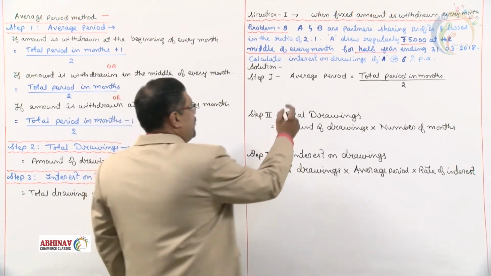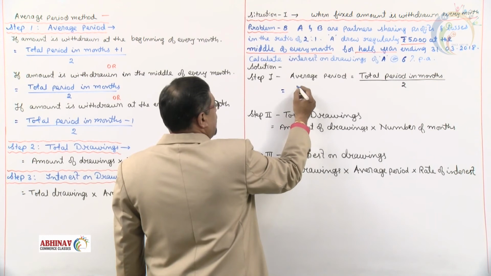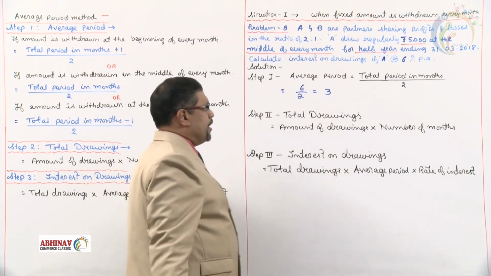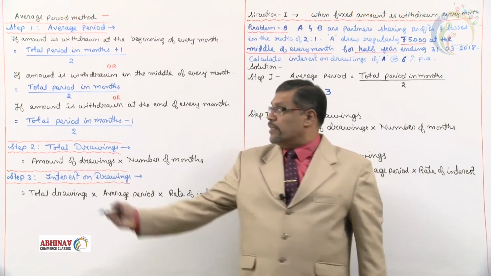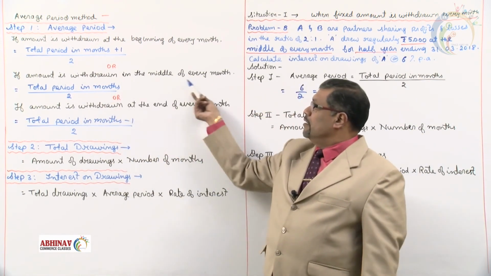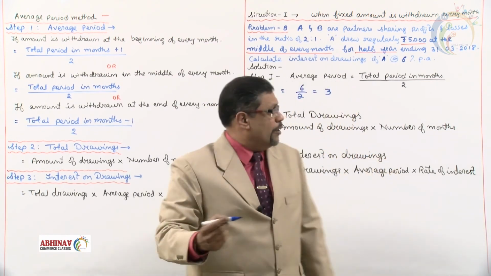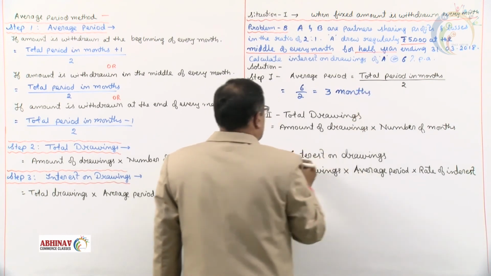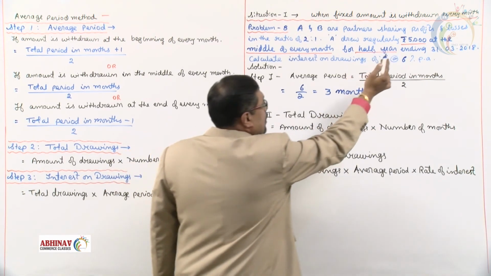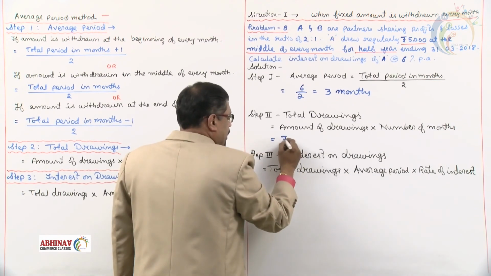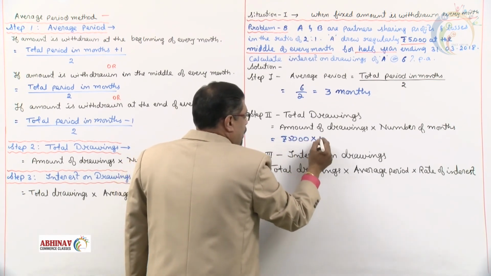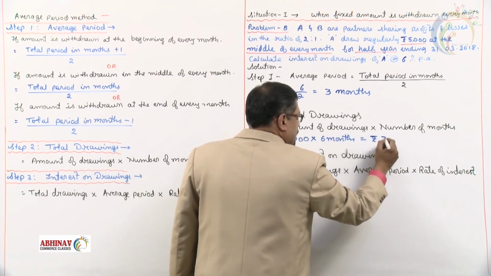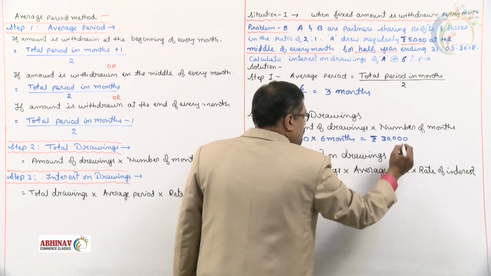Let us see the average period. Total period in months is going to be 6 divided by 2. That's 3. No plus 1, no minus 1 when it is in the middle of every month. Now, once you get this as 3 months, let us calculate total drawings. Total drawings are rupees 5,000 for half year ending, meaning 6 months, which gives rupees 30,000.